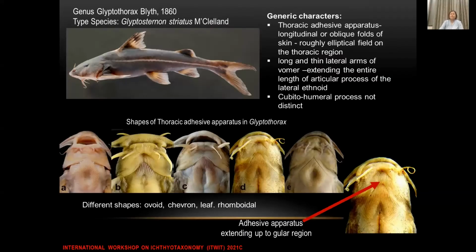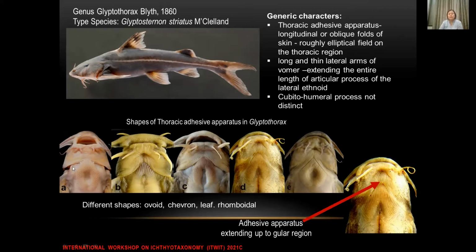Then coming to Glyptothorax, the type species of Glyptothorax is Glyptosternum striatus McClelland, and the generic characters are that they have the thoracic adhesive apparatus, which consists of longitudinal or oblique folds of skin, roughly elliptical, on the thoracic region. And there is a long and thin lateral arm of the vomer extending the entire length of the articular process of the lateral ethmoid. And there is a presence of the cubital-humeral process, but it is not distinct like in Pseudolaguvia. In Pseudolaguvia, the cubital-humeral process is very distinct.